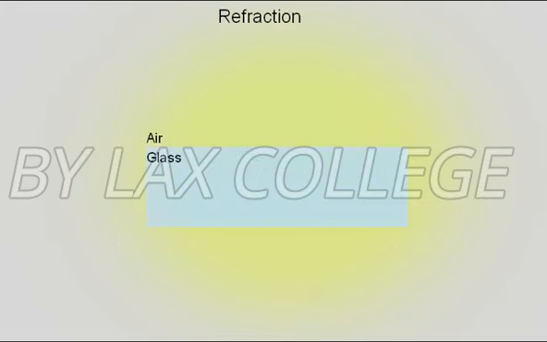Now to look at refraction. A ray of light is approaching a block of glass at an angle. As it enters the glass, it bends, as shown in the diagram. This is refraction.